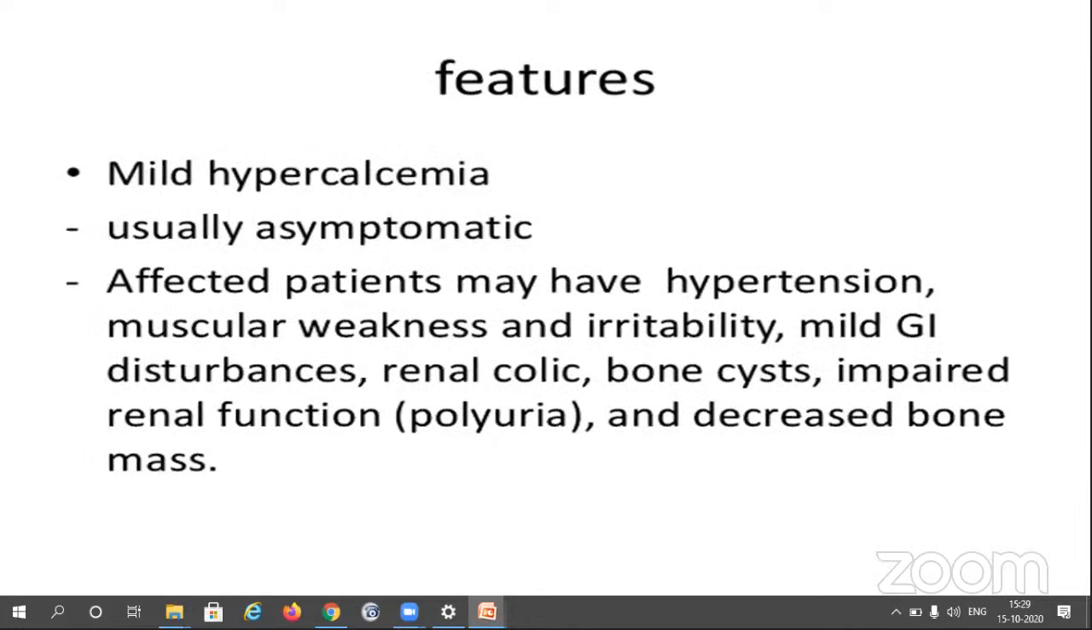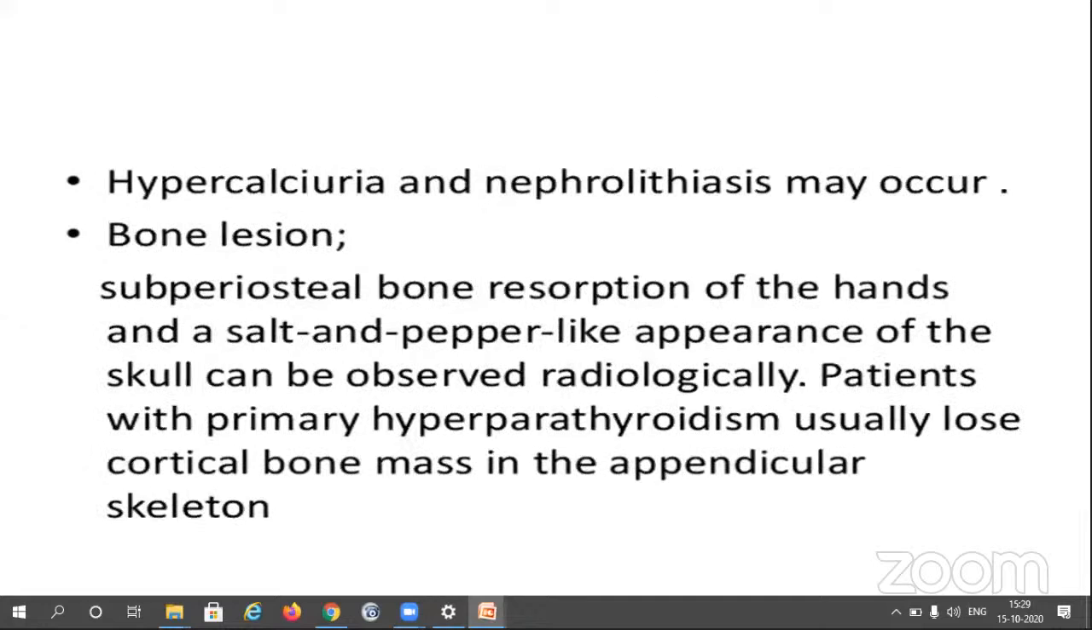Features of hypercalcemia. Usually, mild hypercalcemia is asymptomatic, but the affected patient may have hypertension, muscular weakness, and irritability. Mild gastrointestinal disturbance, renal colic, bone cysts, and impaired renal function, that is polyuria, may occur, along with decreased bone mass. Hypercalciuria and nephrolithiasis may occur. Bone lesions, subperiosteal bone resorption of the hand, and a salt and pepper-like appearance of the skull can be observed radiologically. Patients with primary hyperparathyroidism usually lose cortical bone mass in the appendicular skeleton.